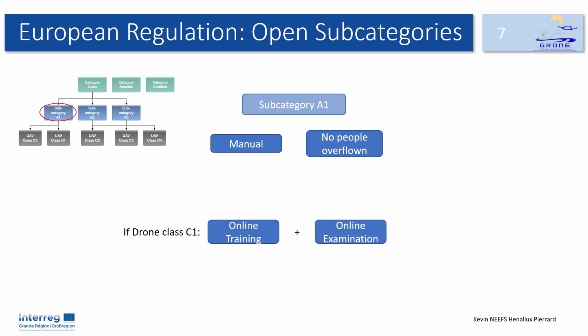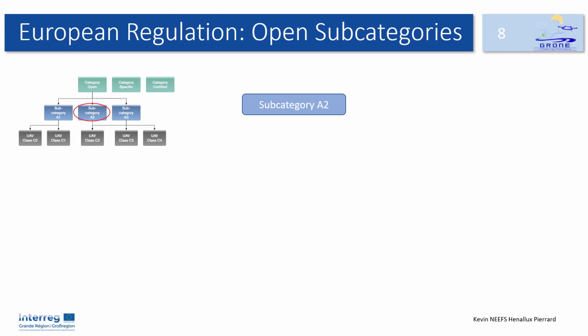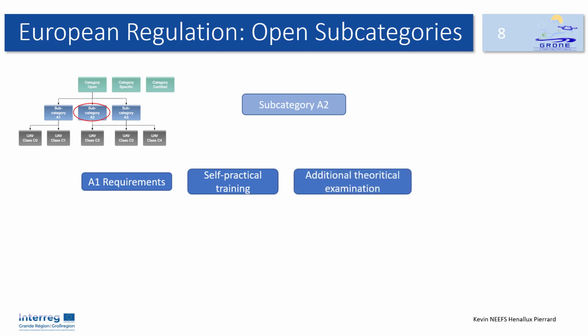For the second one, A2, the pilot has to meet all the A1 requirements, complete a self-practical training in the operating conditions of the A3 subcategory, and pass an additional theoretical examination. The operation must be conducted in such a way that the drone does not overfly uninvolved persons, and the drone operation takes place at a safe horizontal distance of at least 30 meters from them.